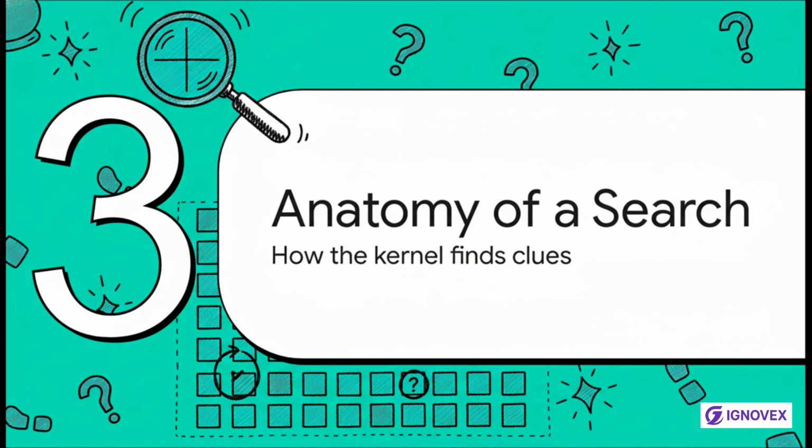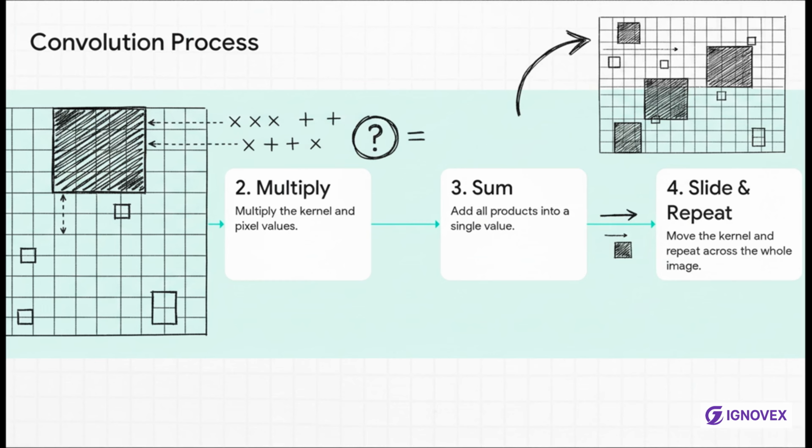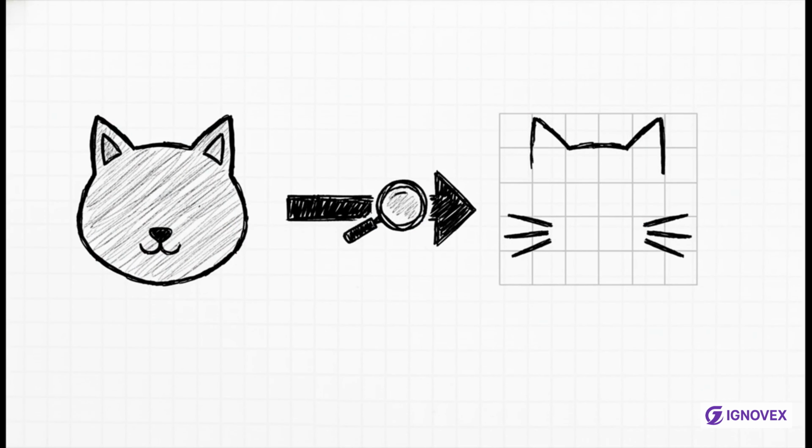Okay, so let's get into the nitty-gritty here. How does this search actually work? How does this magnifying glass, this kernel, actually scan the crime scene and report back what it finds? It's a systematic four-step dance, really. First, you place the kernel over a small patch of pixels, let's say in the top left corner. Second, the numbers in that kernel get multiplied by the pixel values that are right underneath them. Third, all those results get added up into one single number. And finally, the kernel just slides over to the next spot and does it all over again, and again, systematically scanning the whole image.